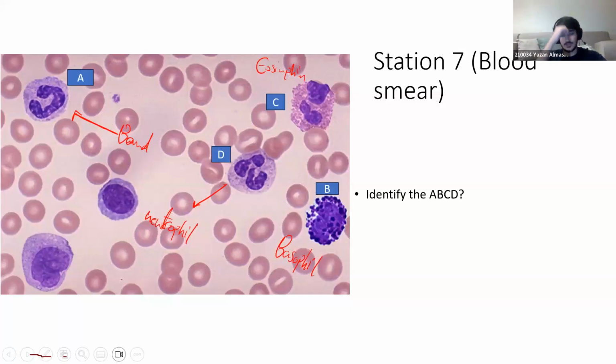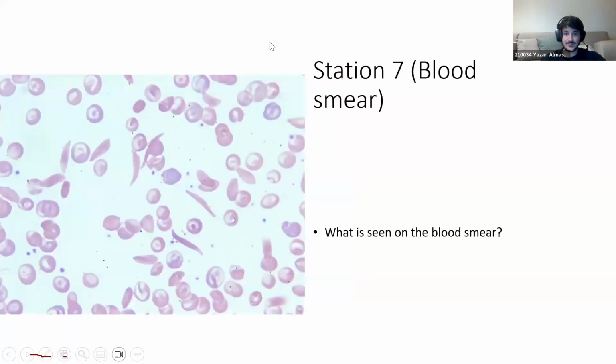Okay. So let's go to the next question. This would be sickle cell anemia because there's sickle cells and target cells. Perfect. So these are the sickle cells, and yes, you would call it sickle cell anemia. Simple, right?